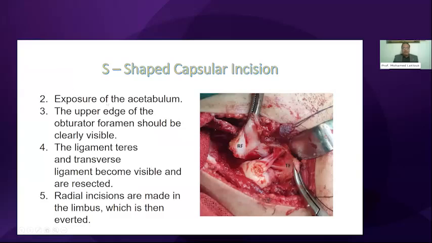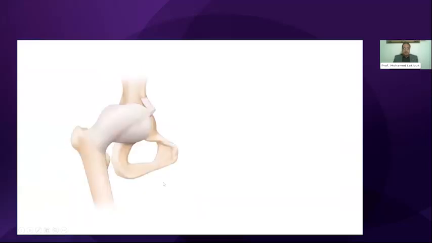It gives a very good exposure for the acetabulum. The upper edge of the obturator can be seen. The ligamentum teres and transverse ligament become visible, and we can do an easy radial incision for the inverted limbus.